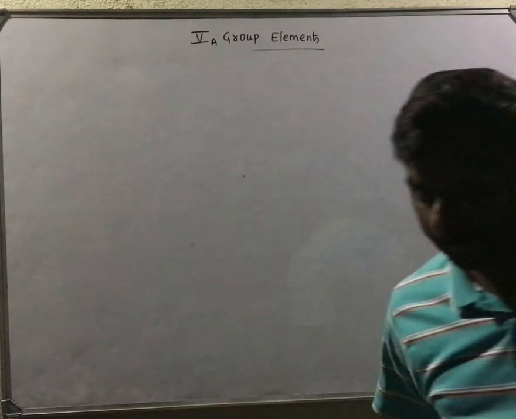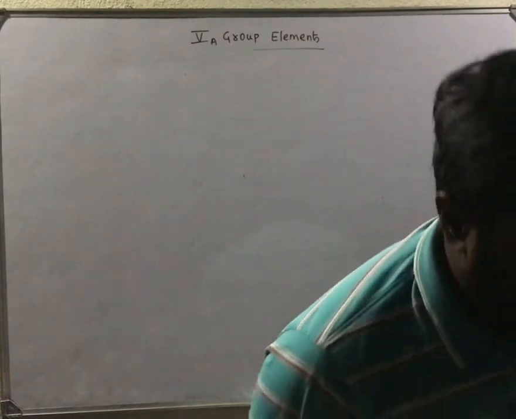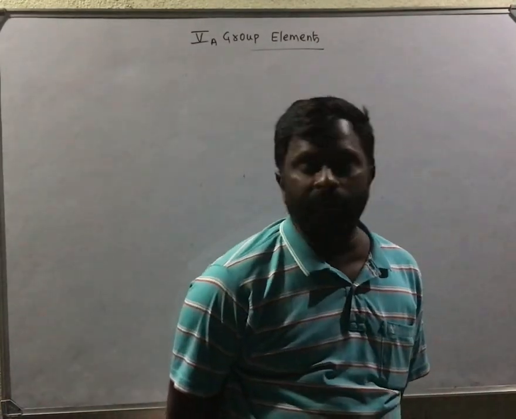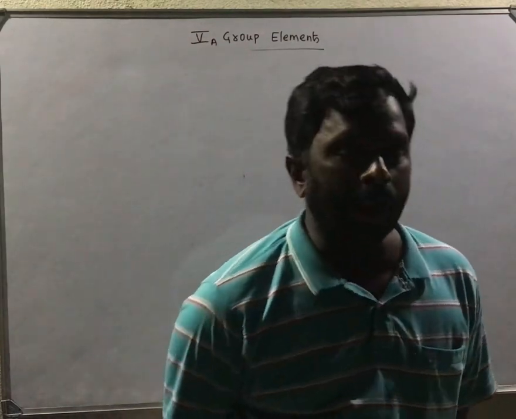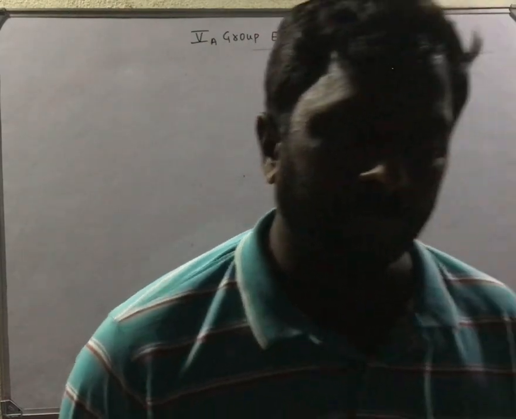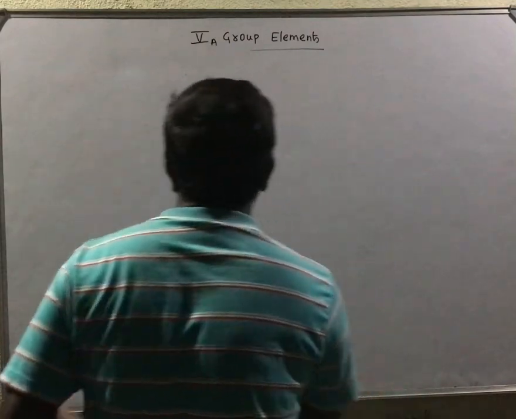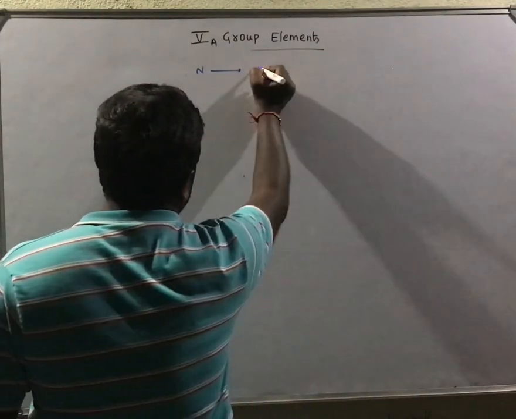Next, anomalous behavior. In every group, the first element shows anomalous behavior. Not only this group, in every group, the first element shows anomalous behavior. Here, what is the first element? Nitrogen. Nitrogen shows anomalous behavior.